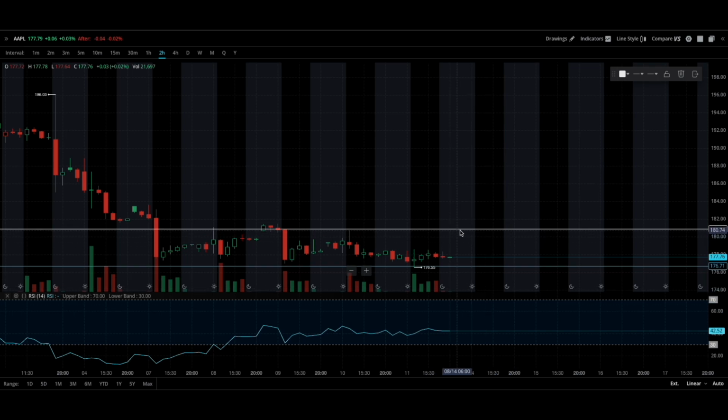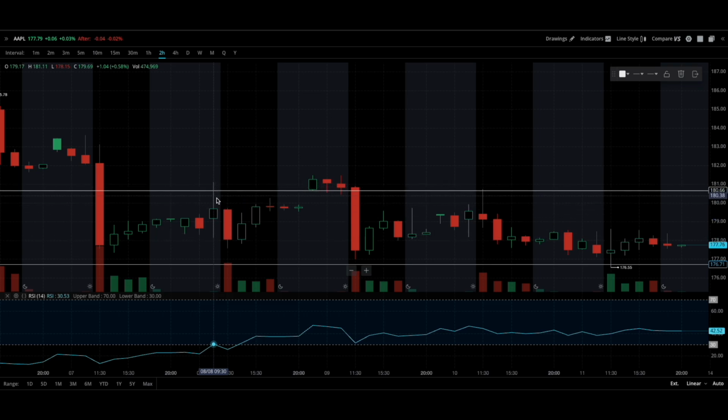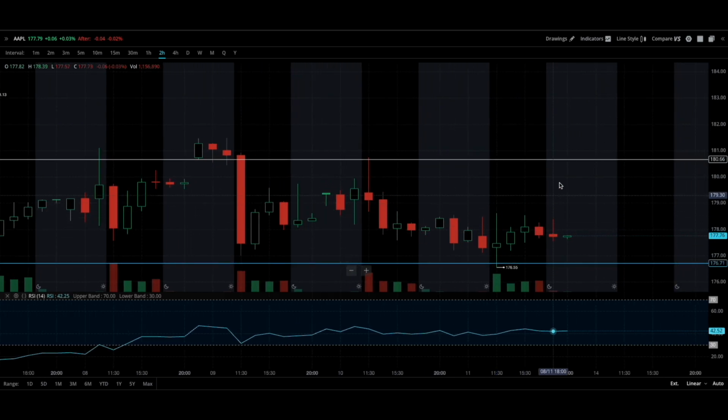And honestly, the 180 is your resistance, is your short, because Apple has not been able to break 179.5. And as you can see, look at these thin wicks right here. Look at this thin wick right here. The buyers ran out, the sellers took over. So Apple, you're really trading this range right here.